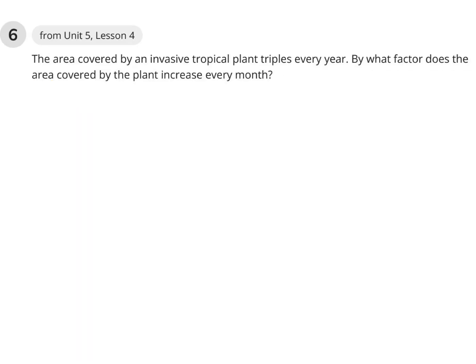Okay, this is a very important question. The area covered by an invasive tropical plant triples every year. So our original equation is 1, because A is 1. It triples, that's our B. By what factor does the area covered by the plant increase every month? Now, how many months in a year? 12 months in a year.